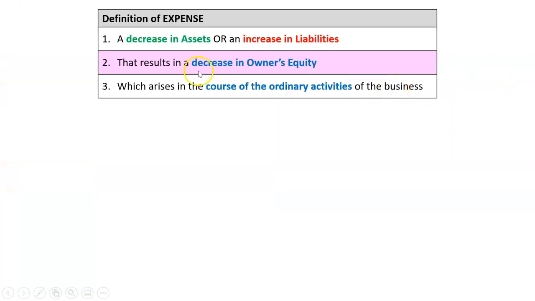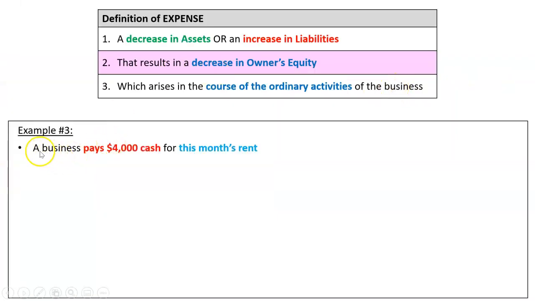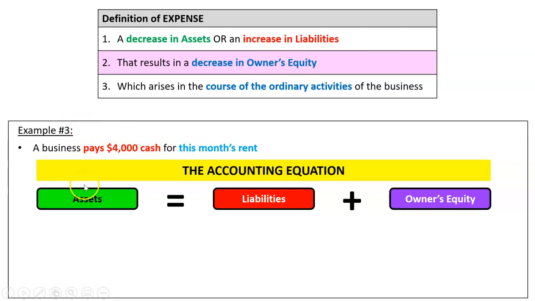What about this one? Let's take the definition and apply it to a business pays $4,000 cash for this month's rent. Okay, so what have we got here? Let's look. We've got less money. We've spent $4,000 cash.